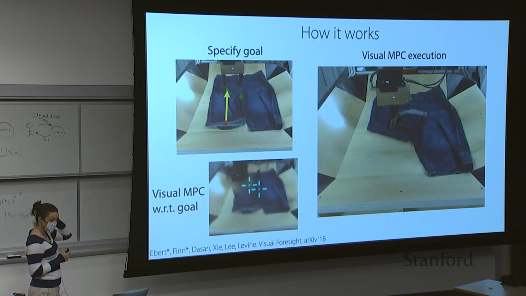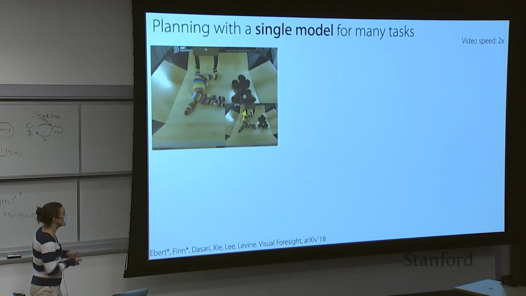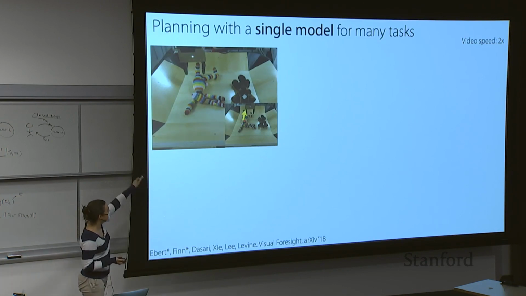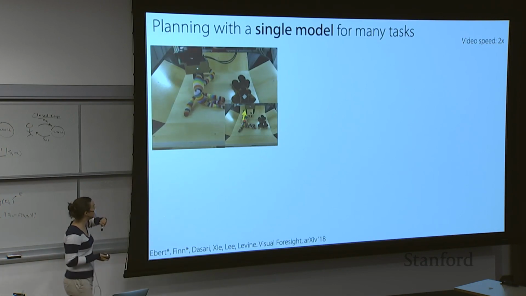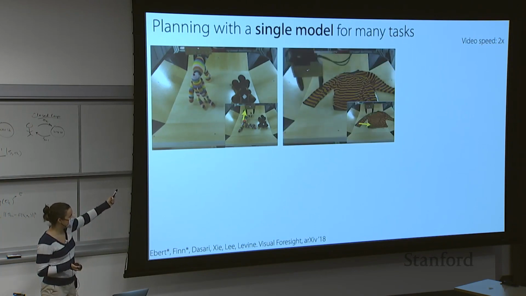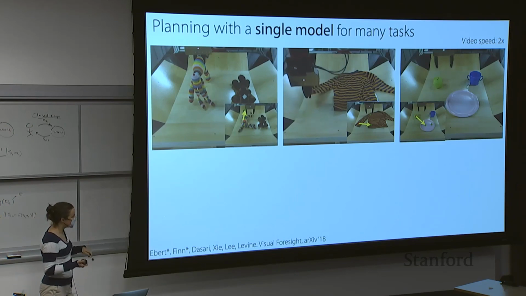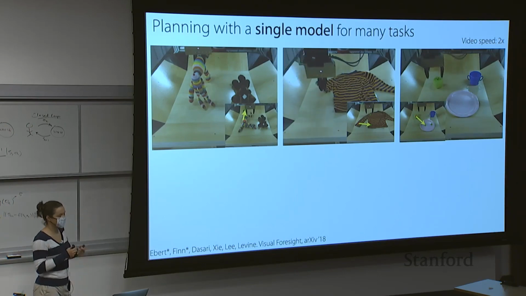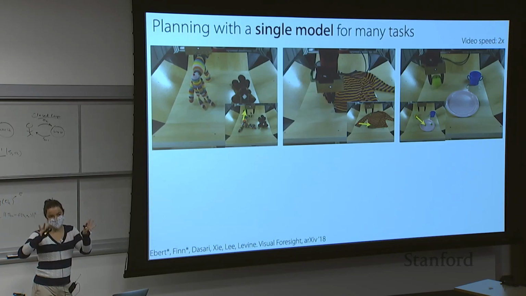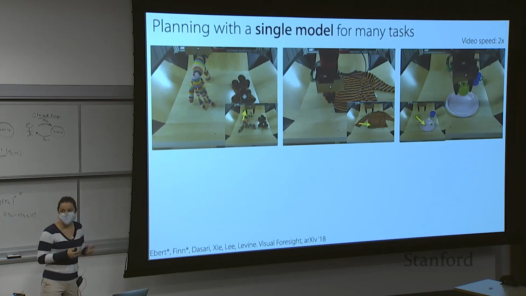One of the things that's cool about this is that you could use a single model not just to solve this one task, but lots of different tasks. You can give it a goal of picking up the stuffed animal on the left, moving the sleeve of the shirt over to the right, or putting an apple on a plate. Essentially, it's going to use its model to plan to accomplish these different goals at test time, and you don't even need to tell it these tasks during training.